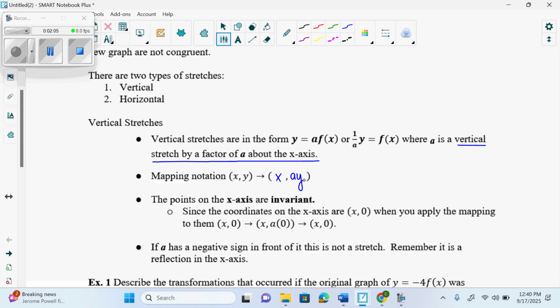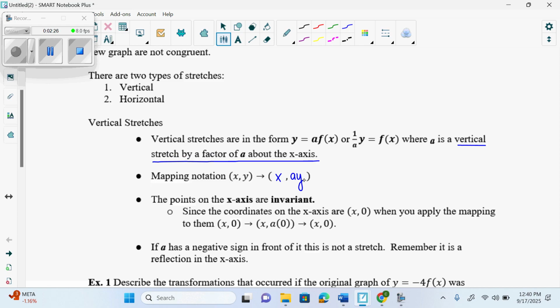Remember, whatever it is in the equation for Y's, it stays the same. If it was a negative A, it would still be stretched by A. The negative is a reflection. So your stretches are always positive. If it's a negative number, it's a reflection as well. So you get two things.